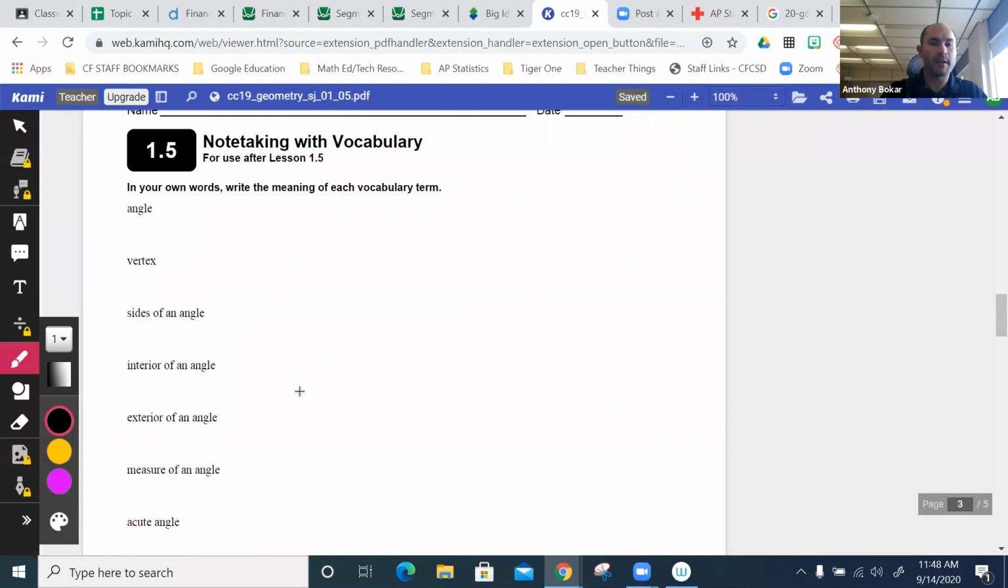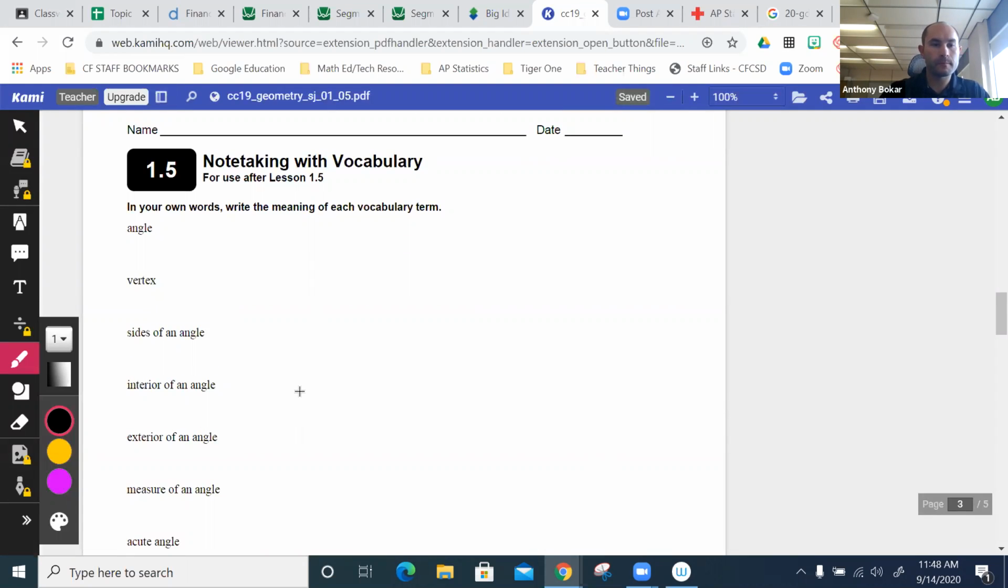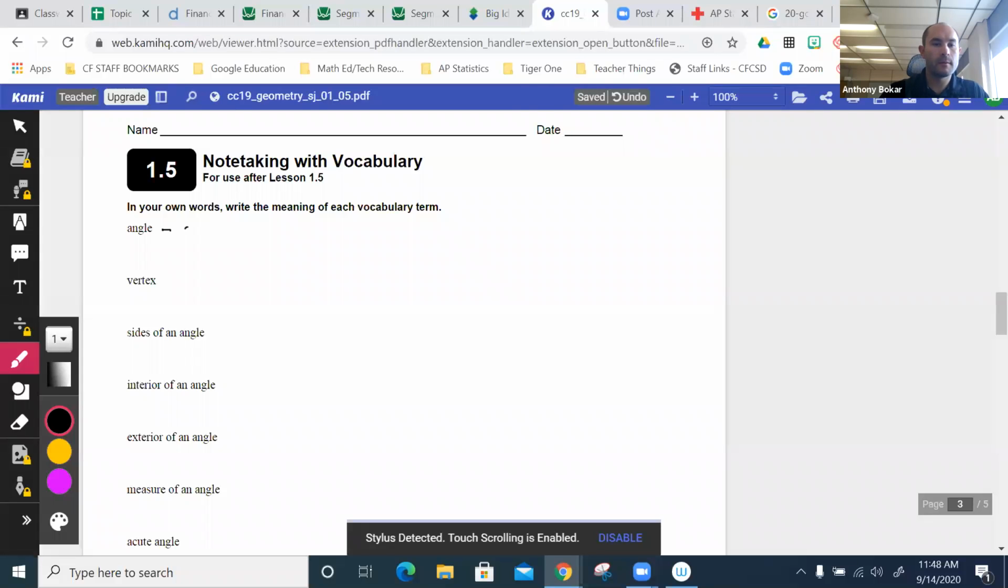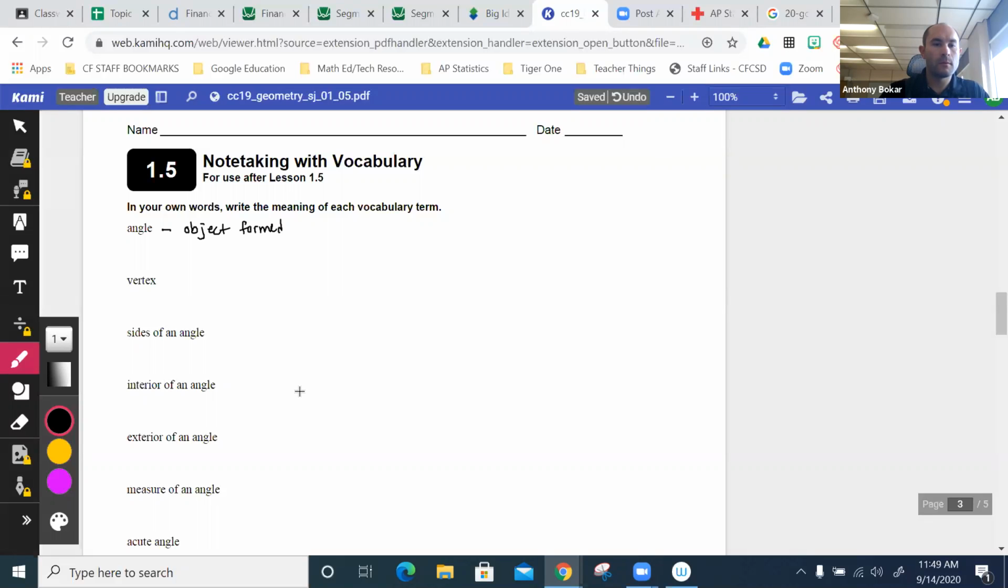All right, so first of all, what is an angle? An angle, this is a geometric object. So it's an object formed by the intersection of two lines, segments, or rays. And we can extend that to planes and things like that too. But for our purposes, mainly lines, segments, or rays. They're going to intersect and they're going to make some angles, right?